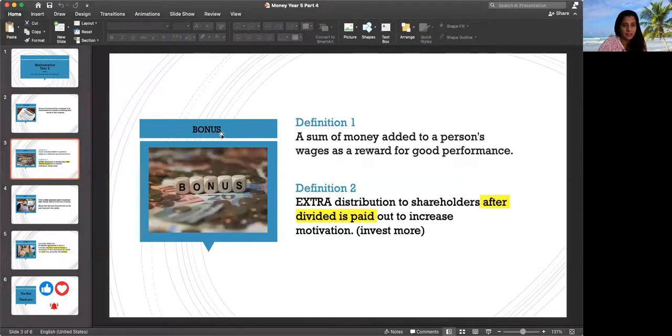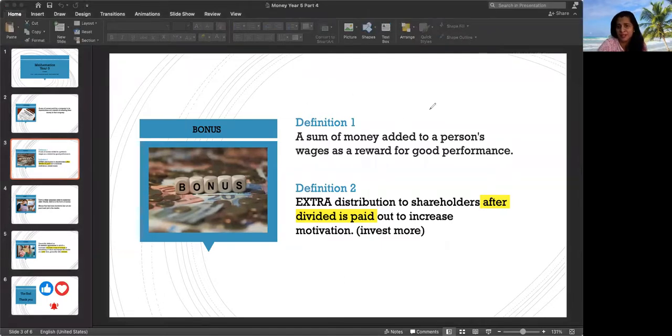The next term here is called bonus. What is a bonus? Your parents, most probably, are working. After the end of the year, they might receive a sum of money because they probably worked well and had good performance. So their company or their boss decided to reward them with something called a bonus. It's a sum of money that you add to your wage. Wage is your salary. And you get that because of good performance. That is the first definition of bonus.